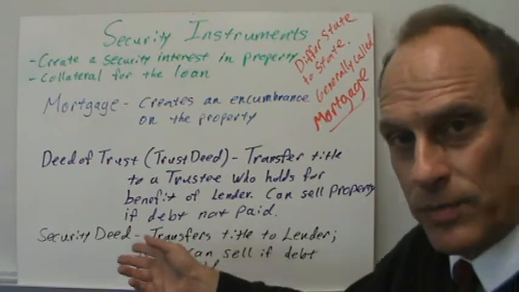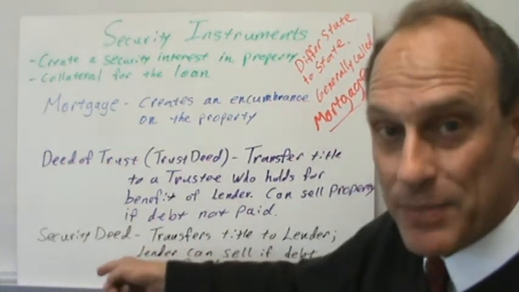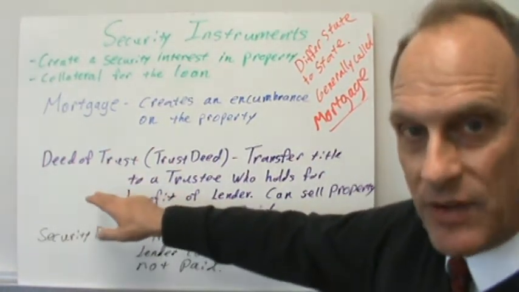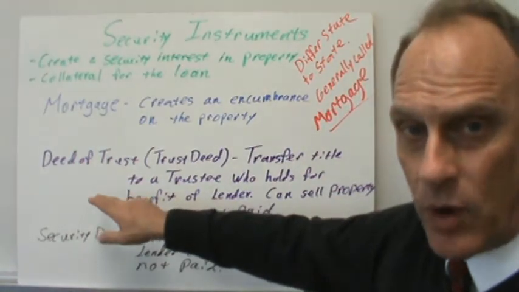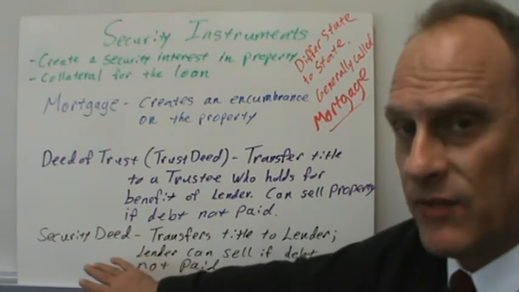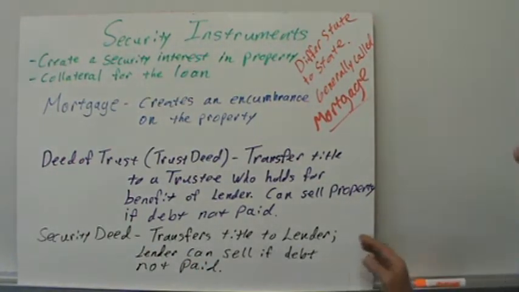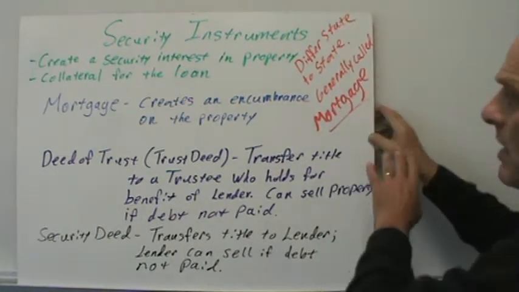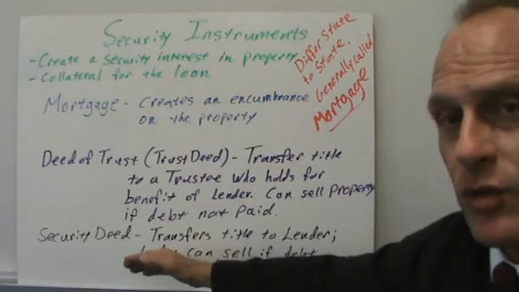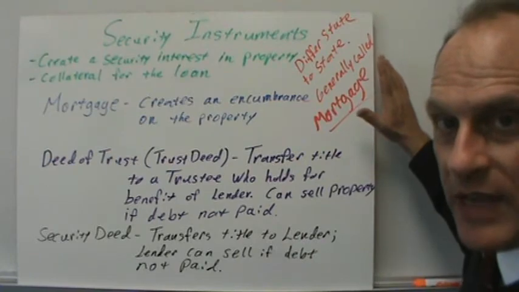So, you know, the old joke about, hey, you own your house? No, the bank owns it. Well, that's essentially how it happens. You're deeding the property back to the bank or back to a trustee who's working for the bank. And once again, with a security deed, if you don't pay the debt, the bank or the finance company, the mortgage company, can sell the property. One last word on this. All three of these instruments are typically generically referred to as the mortgage, regardless of what state you're in.